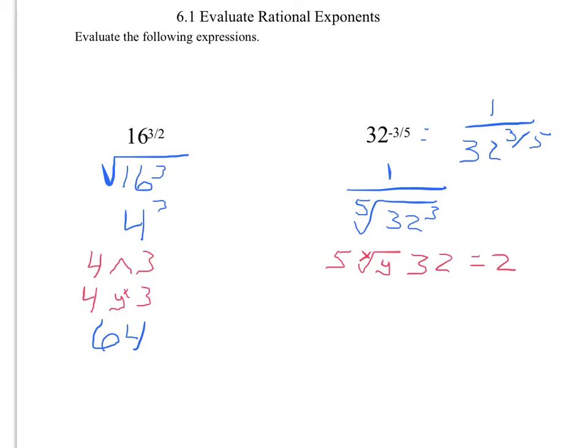So now we can go ahead and move on with that. So we have 1 over the 5th root of 32. This part right here is just going to be 2. So 1 over 2 to the 3rd. Now you can plug that into your calculator if you need to. 2 to the 3rd is 8. So this whole answer is 1/8.